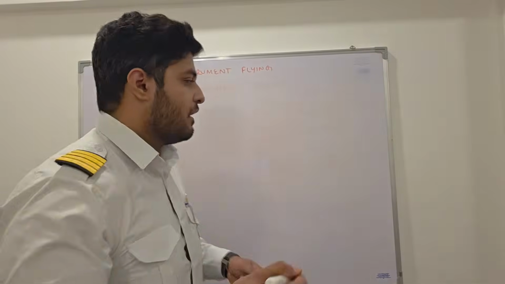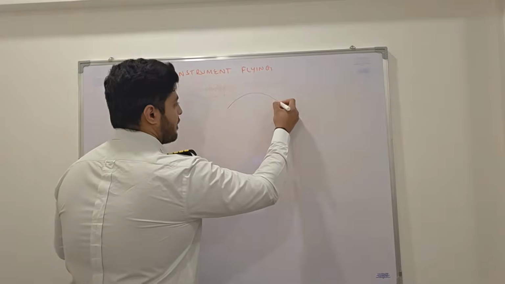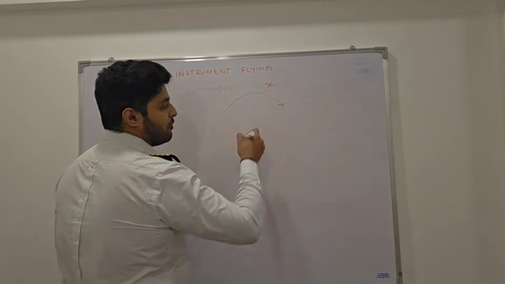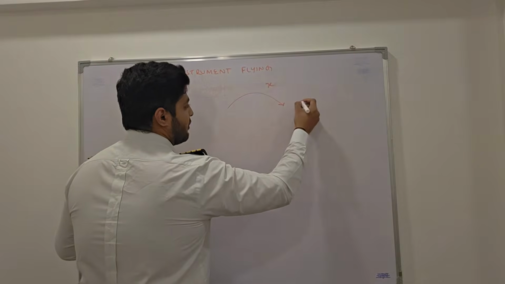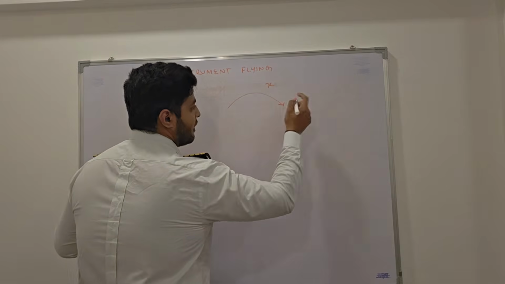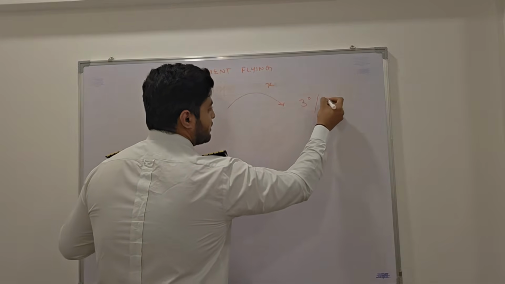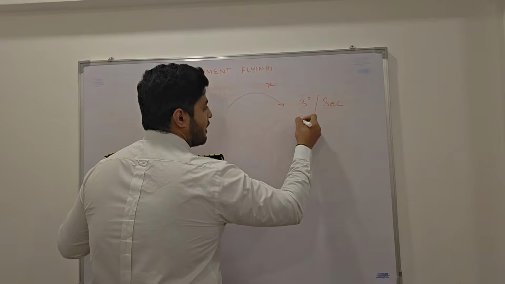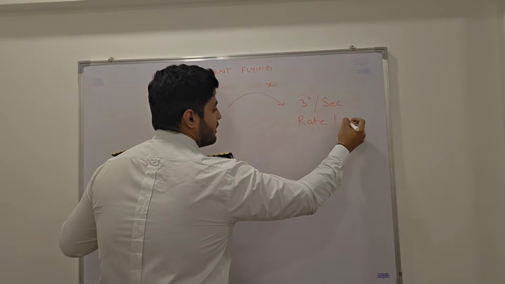Moving further ahead are rate turns. So what are rate turns? Rate is something which is divided by time, or per second, is a rate turn. If we carry out a turn with X amount of angle of bank, and we turn with a rate of change of heading of 3 degrees per second, that is a rate 1 turn.